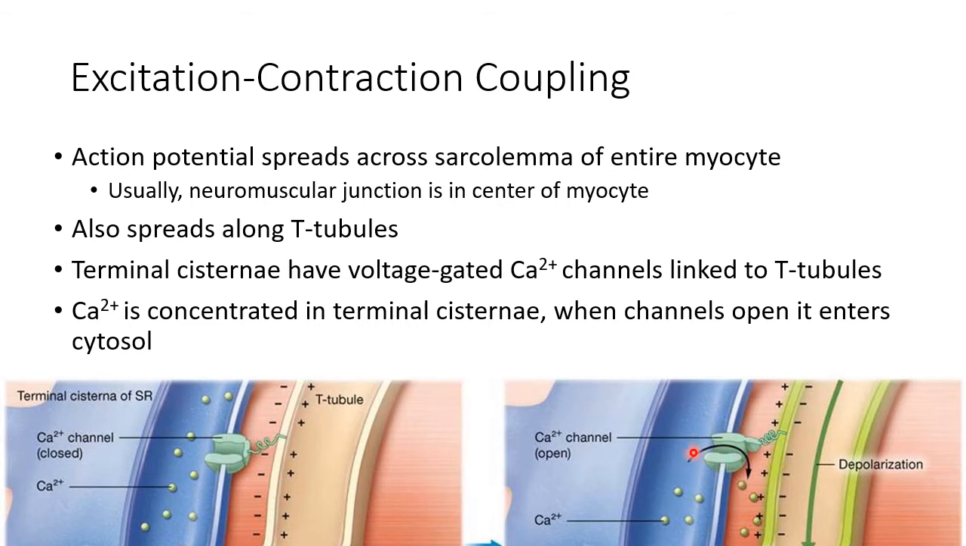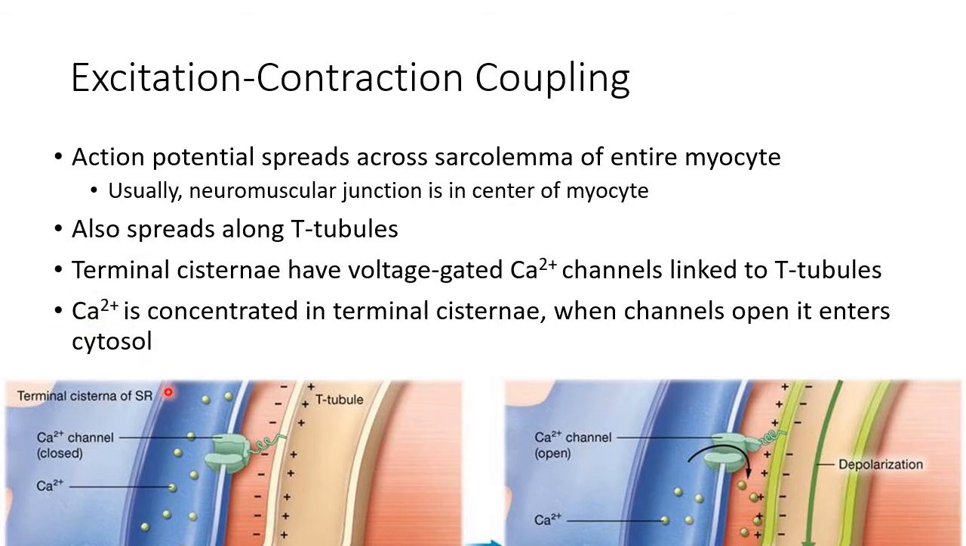Once this voltage-gated calcium channel is open, then you're going to have calcium that was stored in the sarcoplasmic reticulum leaving the sarcoplasmic reticulum down its concentration gradient, moving into the cytosol of the cell. And that is the end of the excitation-contraction coupling phase.